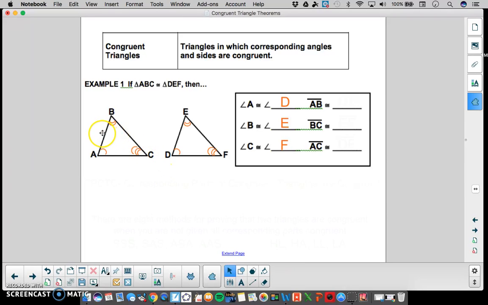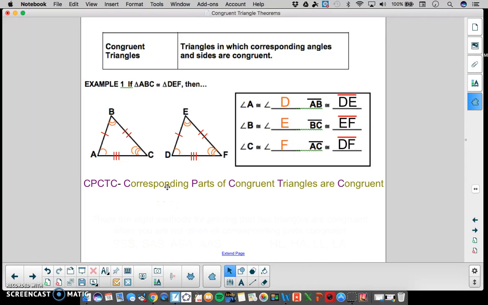The corresponding sides will also be congruent. Side AB will be congruent to segment DE. Side BC will be congruent to EF. And AC will be congruent to DF. So all of our parts are congruent. And remember, CPCTC tells us that corresponding parts of congruent triangles are congruent. So we knew all of these parts were congruent because of CPCTC.